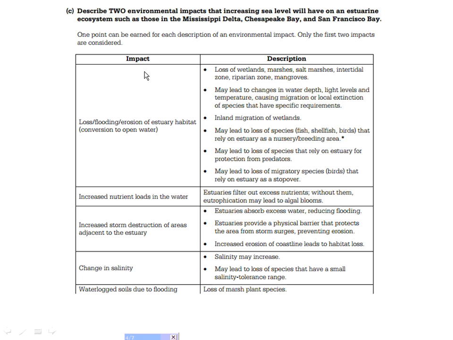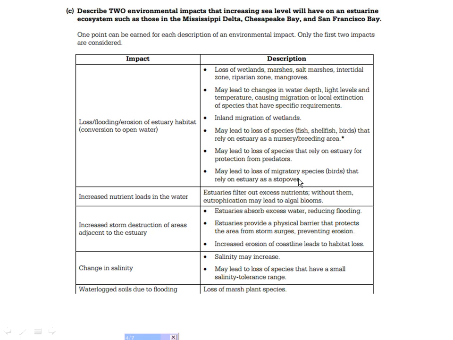So because the sea level is rising, we'll see loss, flooding, erosion of estuary habitat. So now we're going to have more open ocean versus an estuary where we have brackish water because that sea level is inundating the estuary. And so some of your descriptions you can see may lead to inland migration of wetlands, loss of species. You could have said loss of biodiversity. We know that our estuaries are the breeding grounds and nurseries of the ocean. So loss of species again that rely on the estuary for protection.